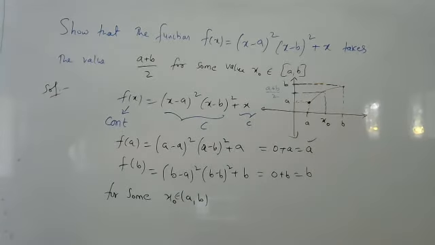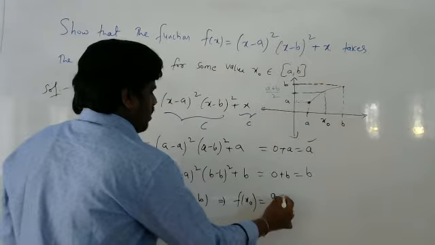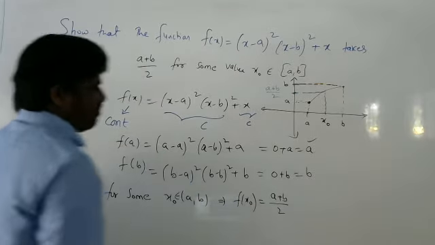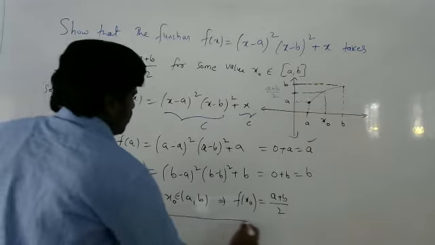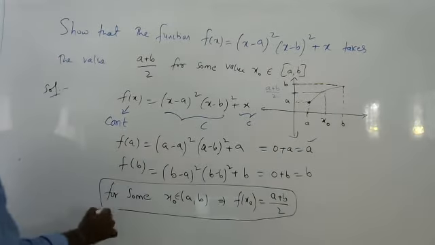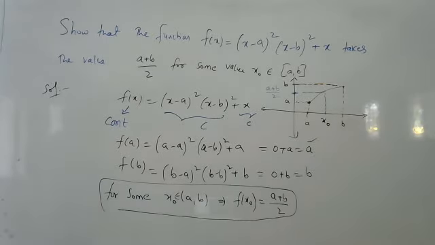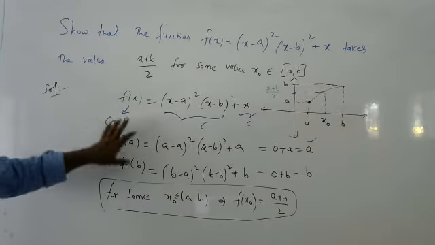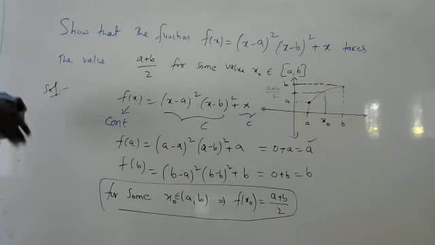For some x naught belongs to (a, b), f of x naught is equal to (a plus b) by 2 by the mean value theorem. So this is the proof for this question. f of a is a, f of b is b. This is the proof. That's it. We are done by using the steps of continuity and the mean value theorem.